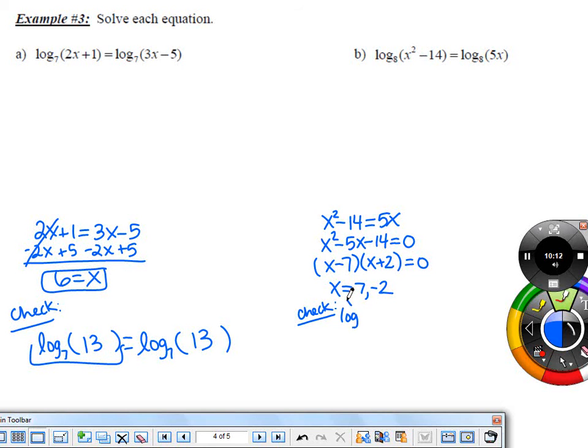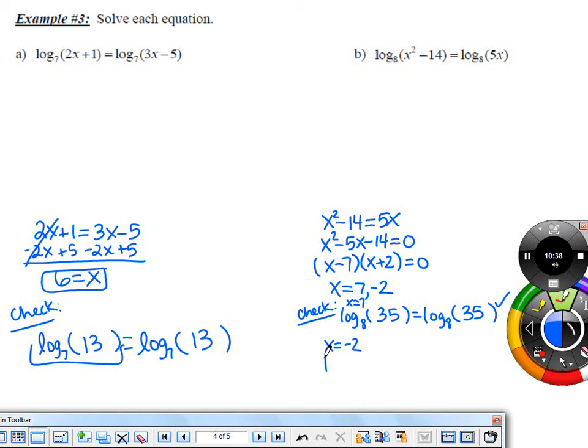So let's say I'm checking first x equals 7. Again, I'm going to plug it into both sides and see what those logarithms look like. So if I plug 7 into the left side, 7 squared is 49, and 49 minus 14 is 35. If I plug 7 into the right side, 5 times 7 is 35. So this works. Okay, I get the same thing on both sides, and they're both calculable.